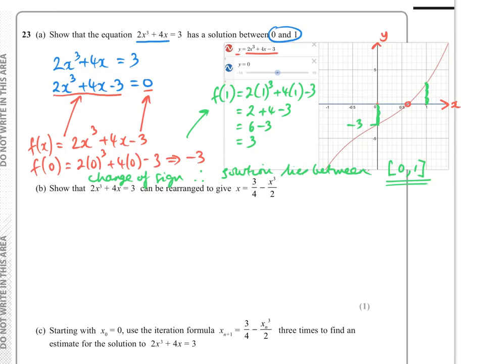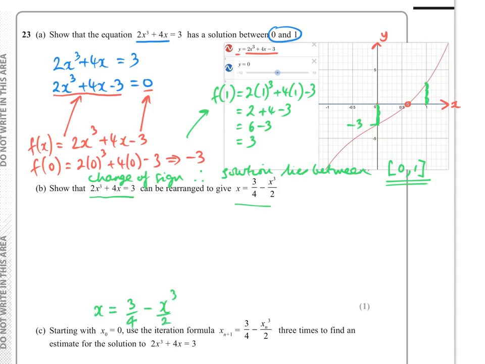Part B, we've got to show that 2x cubed plus 4x equals 3 can be rearranged to give this here. Now, generally what I would do, because this comes up in A-level as well, believe it or not, for Year 13 students, which I know you find hard to believe, but it does, I always say to them start from the answer and work upwards.